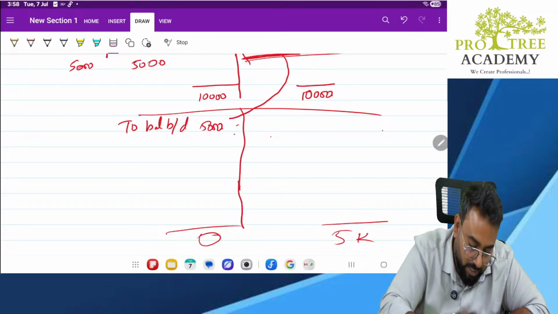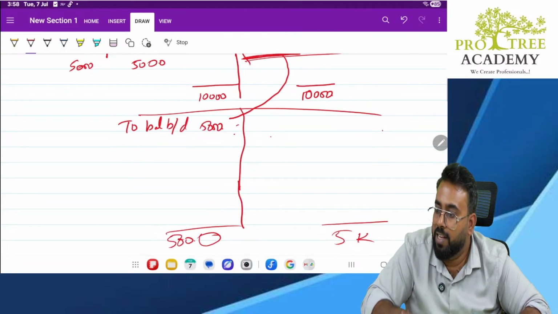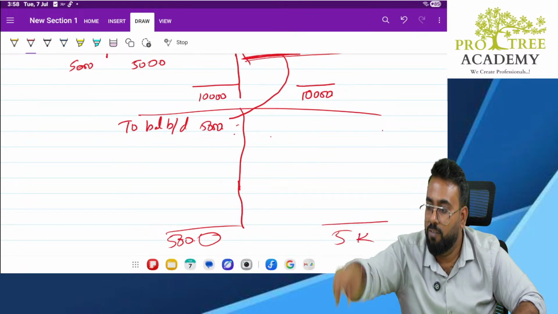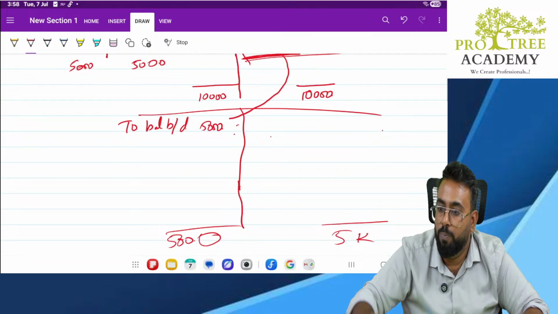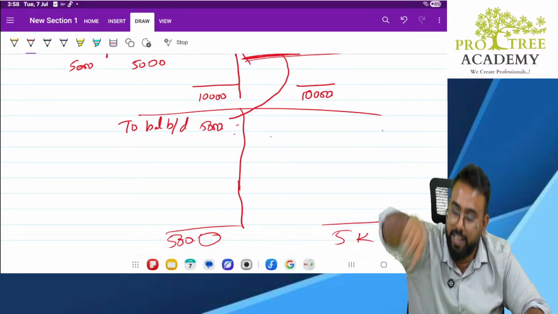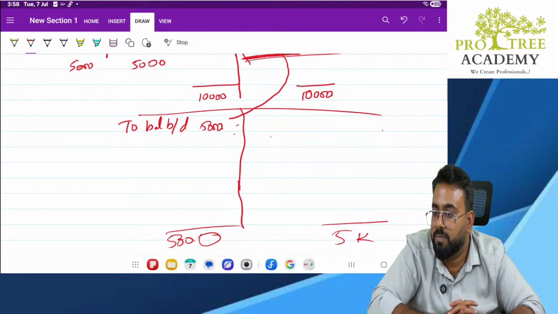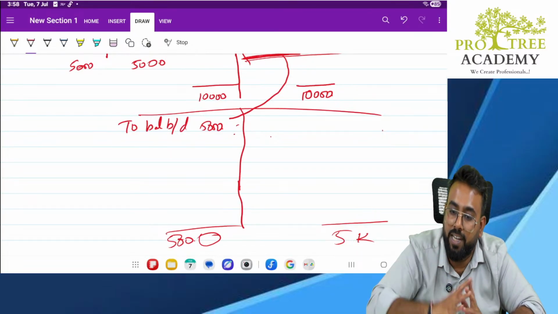So what is the meaning you understood? An asset account will always have a debit balance, and when you start next year, it will always start from the debit side only. The opening balance will roll forward on the debit side itself. Sir, what if you have a credit balance? Impossible, sir. Then it will never be an asset account. That is the rule I am telling. Asset account should always have a debit balance. When is the possibility that you will have a credit balance?